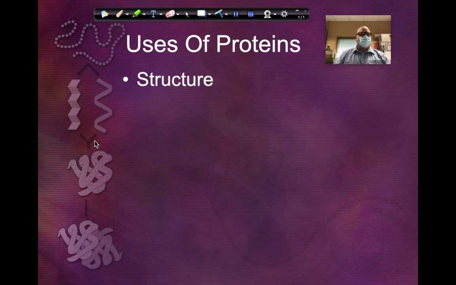Okay, so what do proteins do? They give organisms structure. So in humans, that would be things like tendons, ligaments, collagen. A lot of membranes in your body are going to be made out of proteins. So we're going to see lots of structural components of organisms made out of proteins.